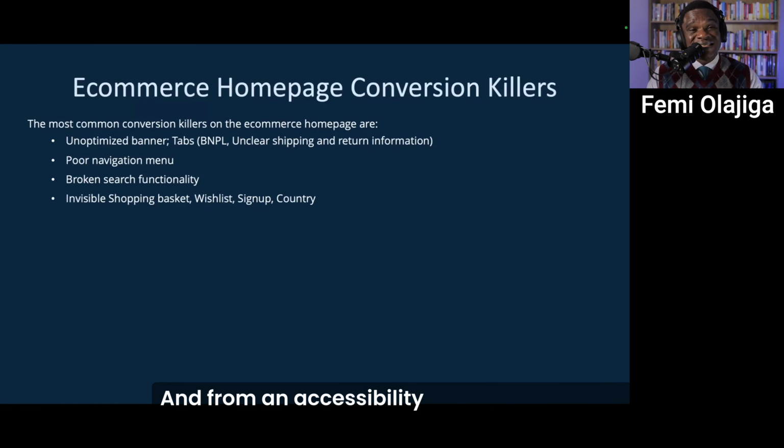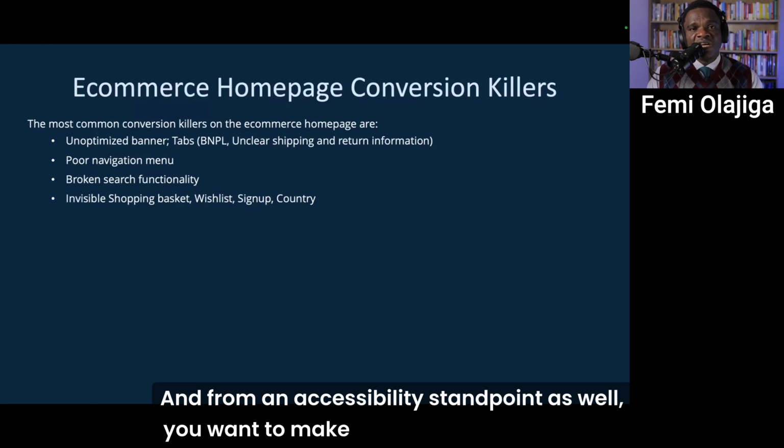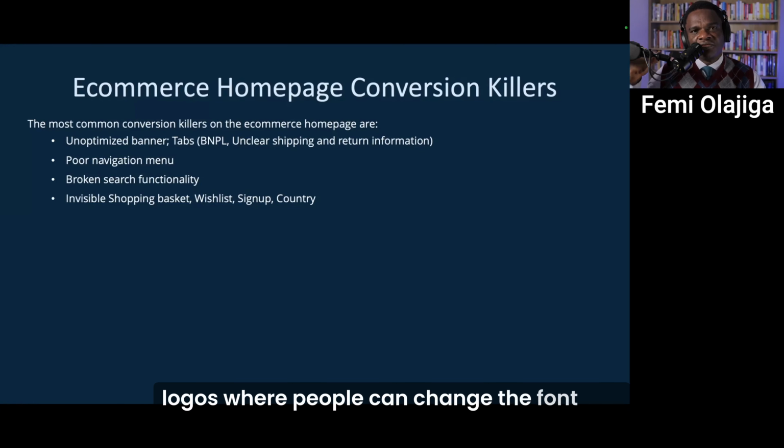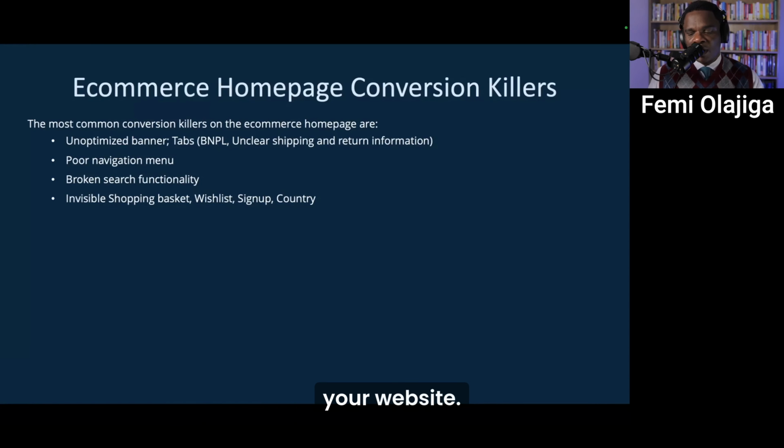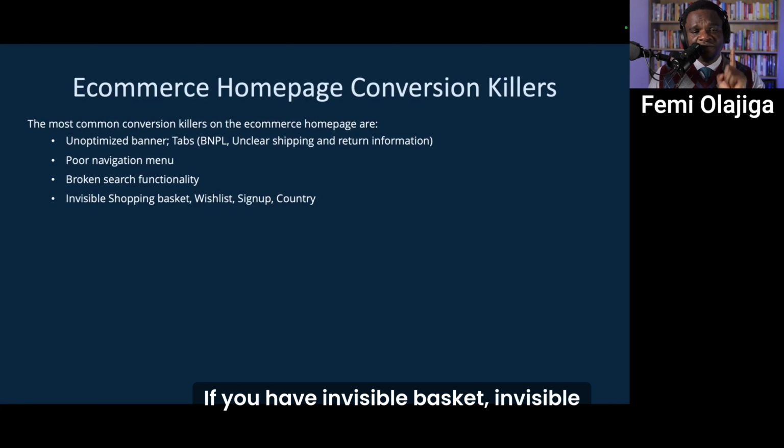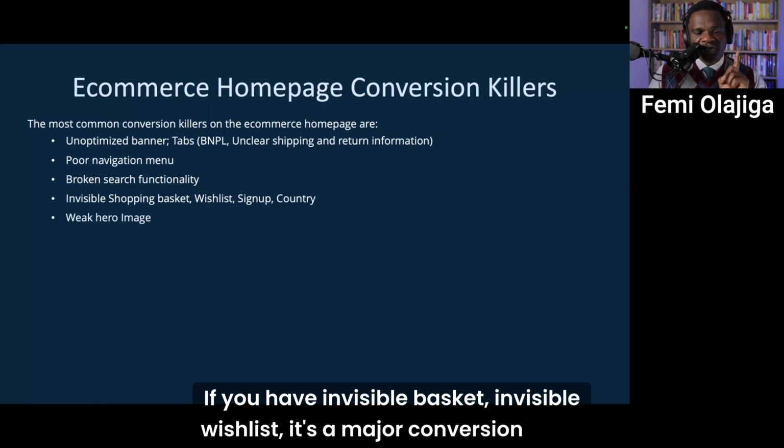And from an accessibility standpoint as well, you want to make sure that you have visible logos where people can change the font size and different things to help people navigate your website. That is a major conversion killer. If you have an invisible basket, invisible wish list, it's a major conversion killer.